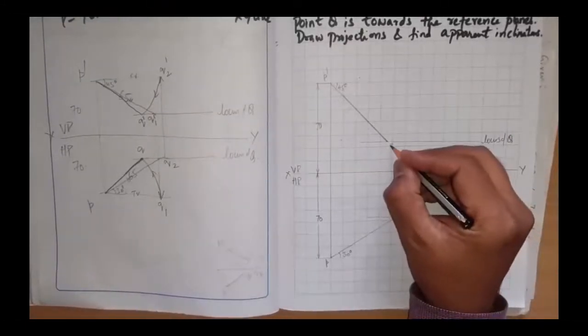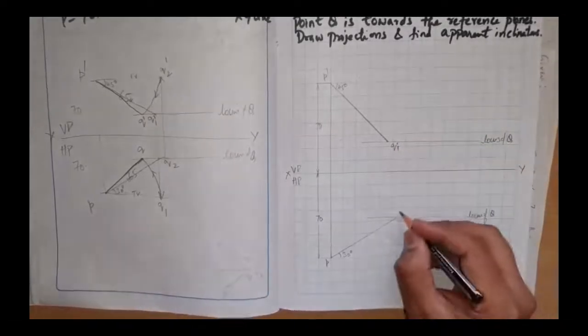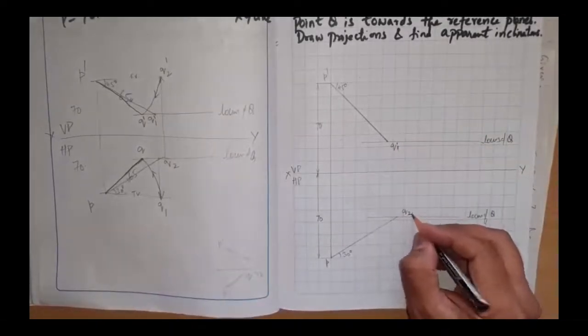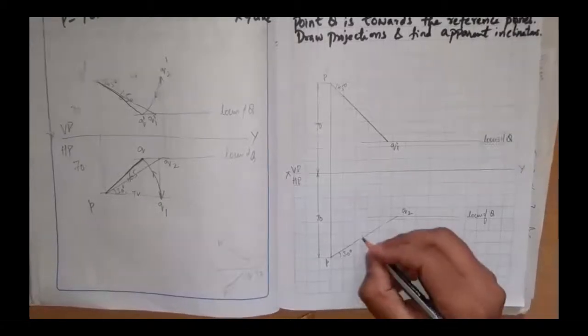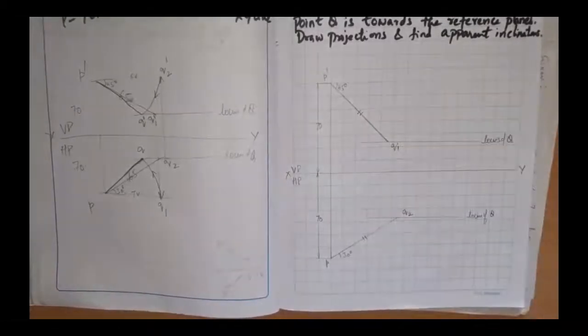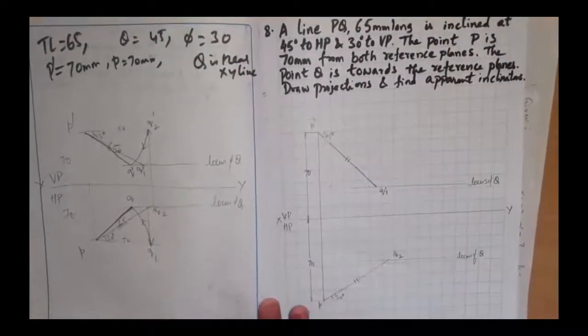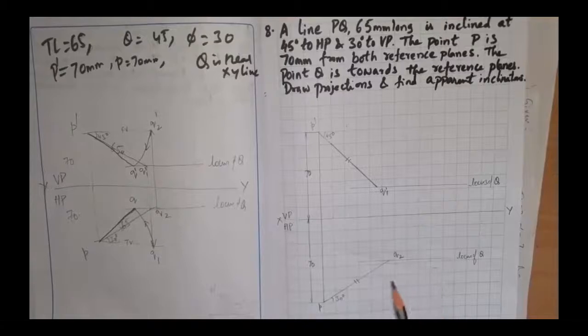So I'll name it as Q1 dash and this is Q2. Both are same, 65, 65. Both are 65 and 65, the true lengths. I have found out the locus of Q, or it may be AB in your problem. Till here, any doubts, please inform.